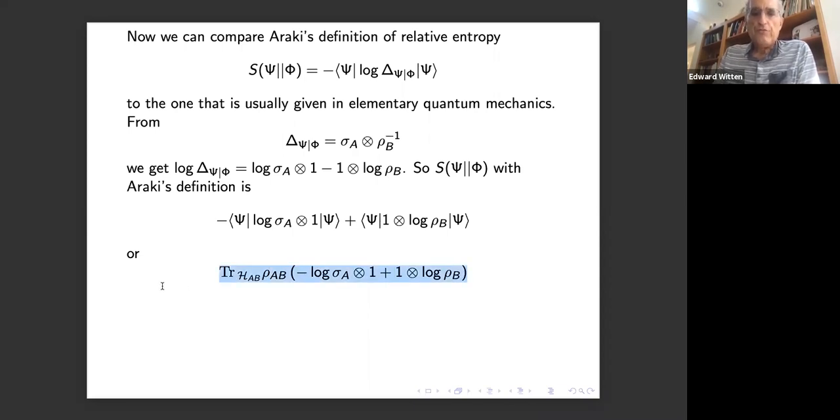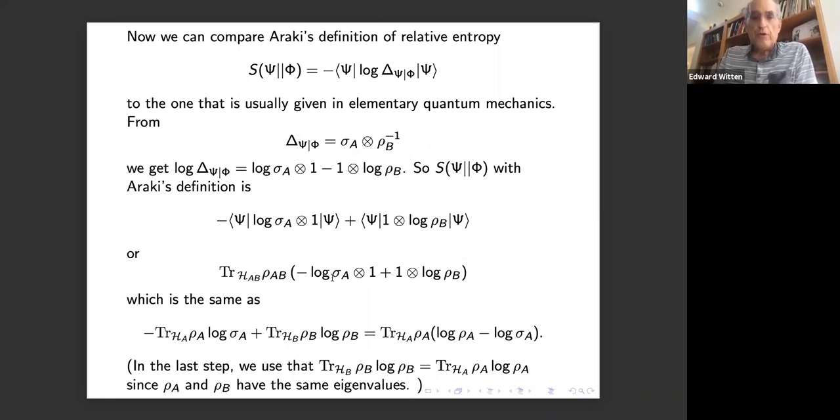Well, the expectation value in the state psi is the same as the trace with the density matrix rho AB. So I just used the defining property of a density matrix for the state psi to go from this formula to this one. The first formula here makes sense in quantum field theory, with the logarithms written in terms of the modular operator. The formulas with density matrices are fine in ordinary quantum mechanics.